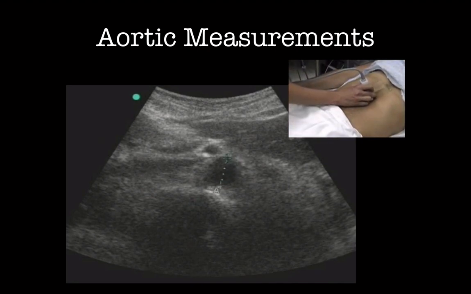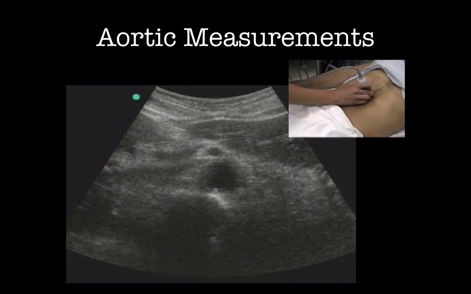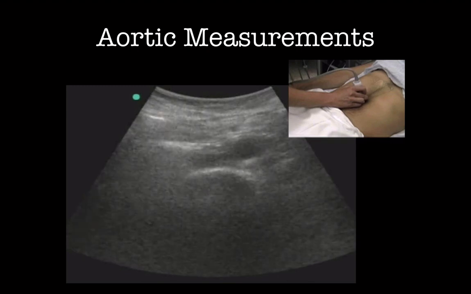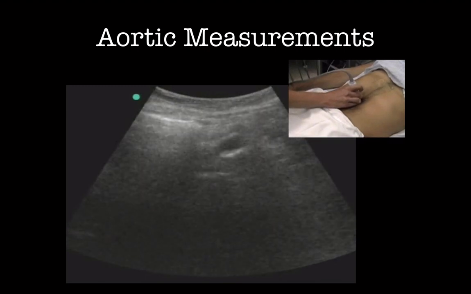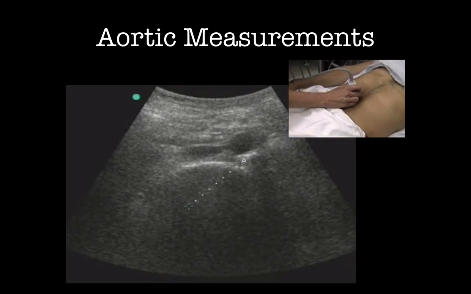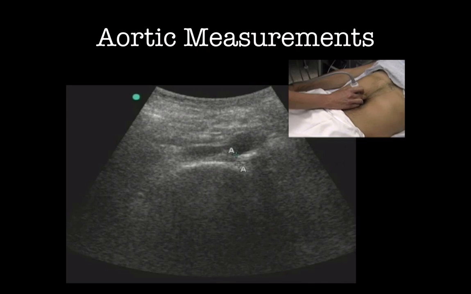Again, this is for documentation purposes. And then we come down till we find the bifurcation where it splits into two. Once we find where it splits into two, we come back proximal, maybe about a centimeter or so, until we have a nice round artery, and we measure again, anterior to posterior. Again, the distal segment is the most important segment because this is where most aneurysms occur.